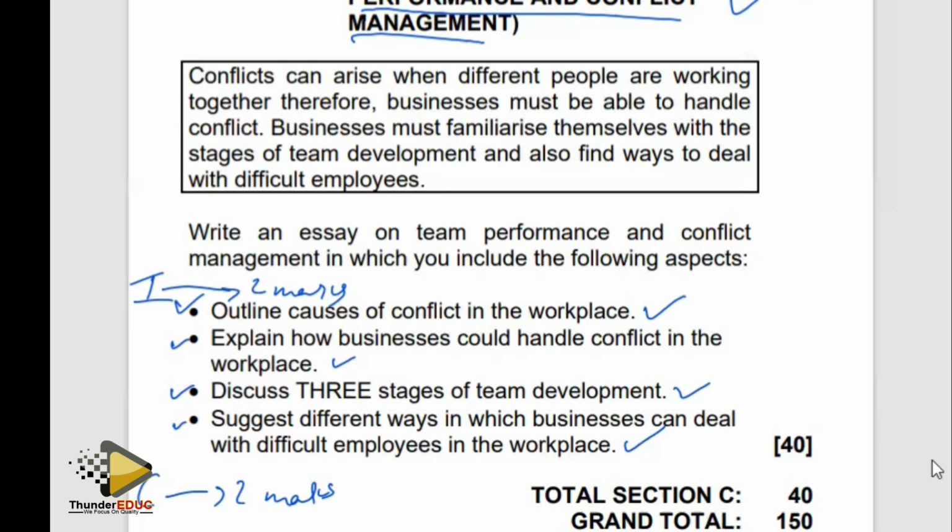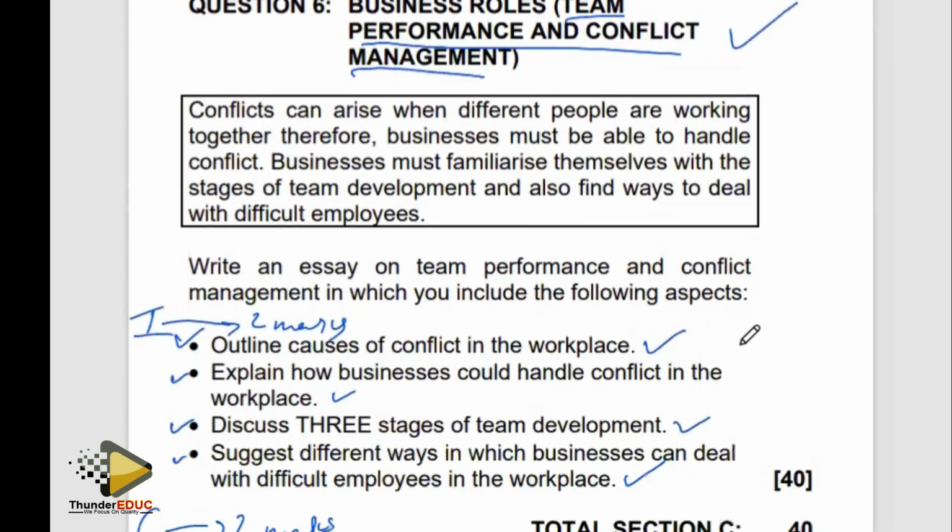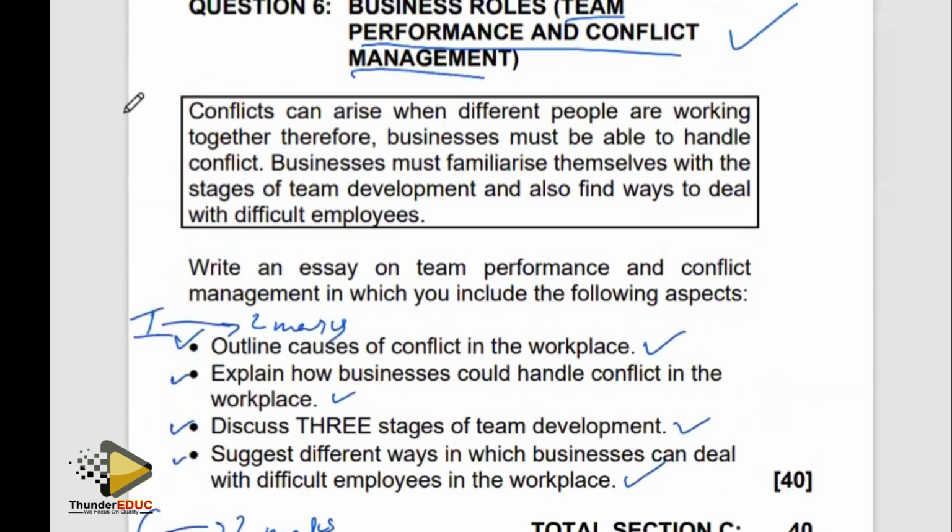So now let's check how best we can conclude this essay. Concluding this essay, we are going to share that it is important that businesses understand the stages of team development so that they are able to manage conflict effectively. And also, businesses should deal with difficult employees swiftly and find better ways to manage difficult employees.